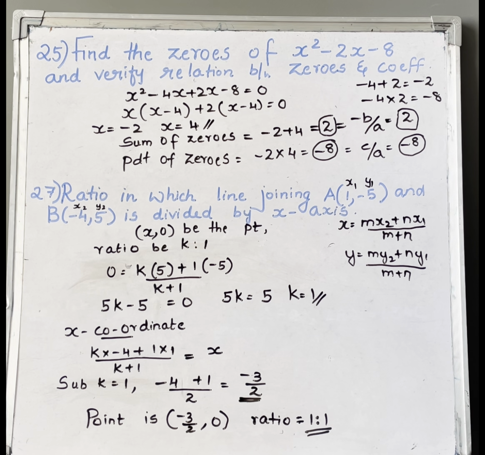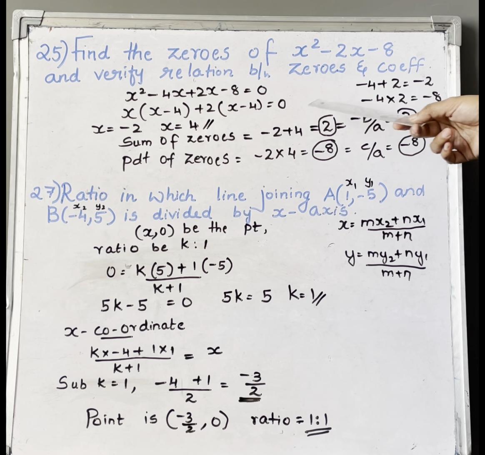So we have to verify the relation between zeros and coefficient. The relation is sum of zeros should be equal to minus b by a, where b is the coefficient of x and a is the coefficient of x square, and product of zeros is c by a. So here, as we have already found the zeros, sum of zeros is minus 2 plus 4, which is 2, and minus b by a is 2. So both are same. So verified.